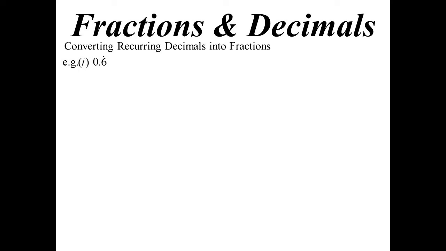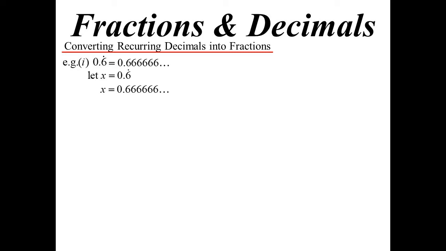But it's the recurring ones that are more interesting. I'll start with one that we should know the answer to. 0.6 repeater, 2/3 by the way, in case you didn't. So that is 0.6666666, and it just keeps going forever. So we can do it via simultaneous equations.